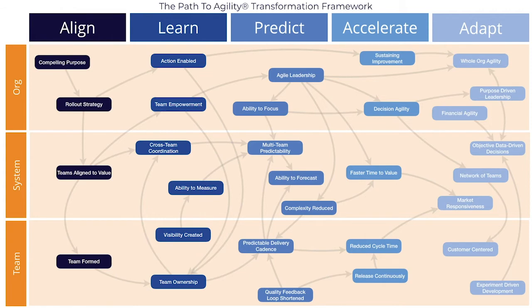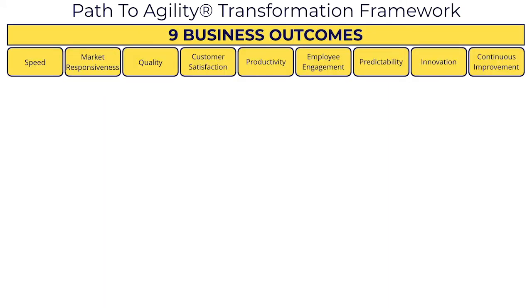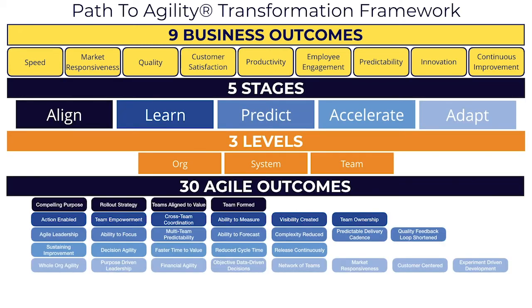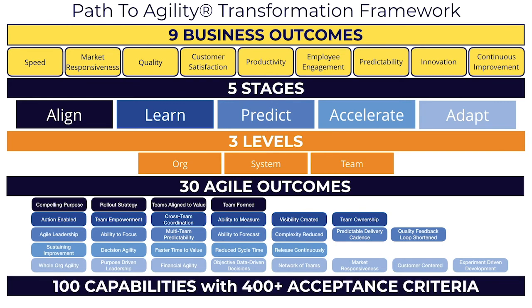And then within that, we've started to map all those agile outcomes that we need to achieve in order to reach the business outcomes. We've got these 30 agile outcomes that drive down deeper into the capabilities, and they have some dependency on each other. But we can then focus, based on the business outcomes we've chosen, on which of these we should do. So the components of the Path to Agility Transformation Framework start with those 9 business outcomes. We talked about the 5 stages and the 3 levels, but there are also these 30 agile outcomes that break down into 100 capabilities that each have over 400 acceptance criteria. And that becomes the depth within Path to Agility.